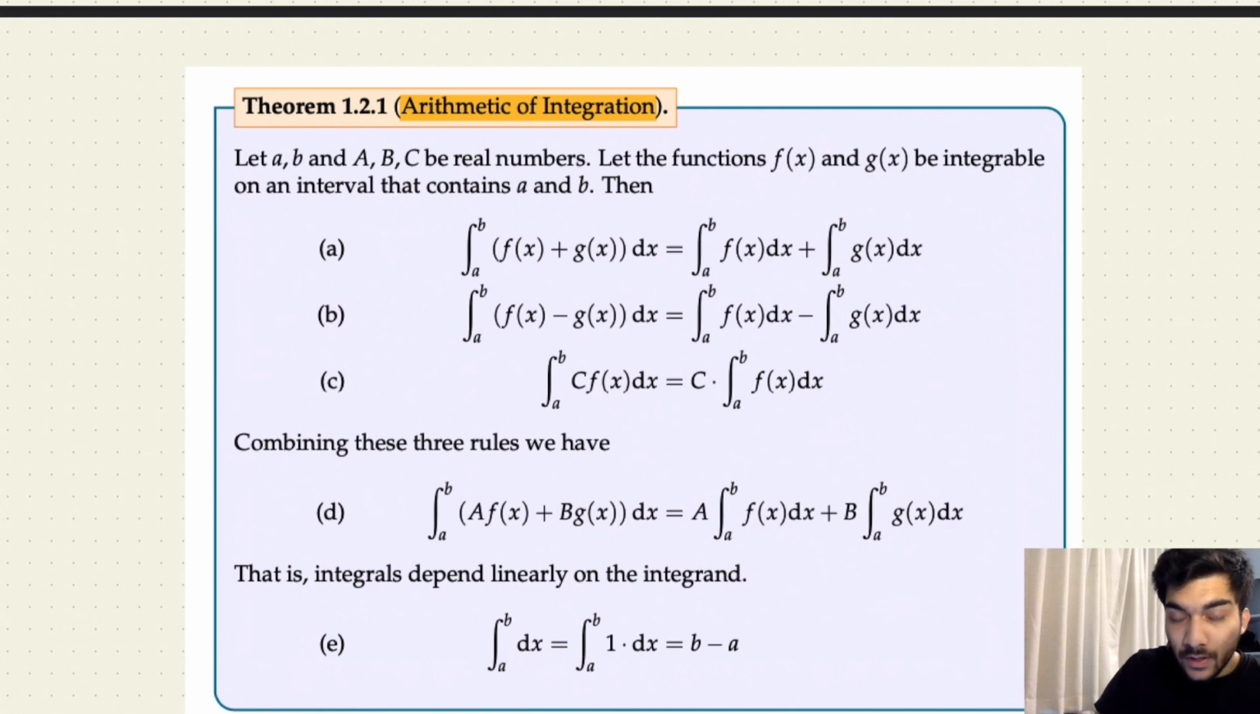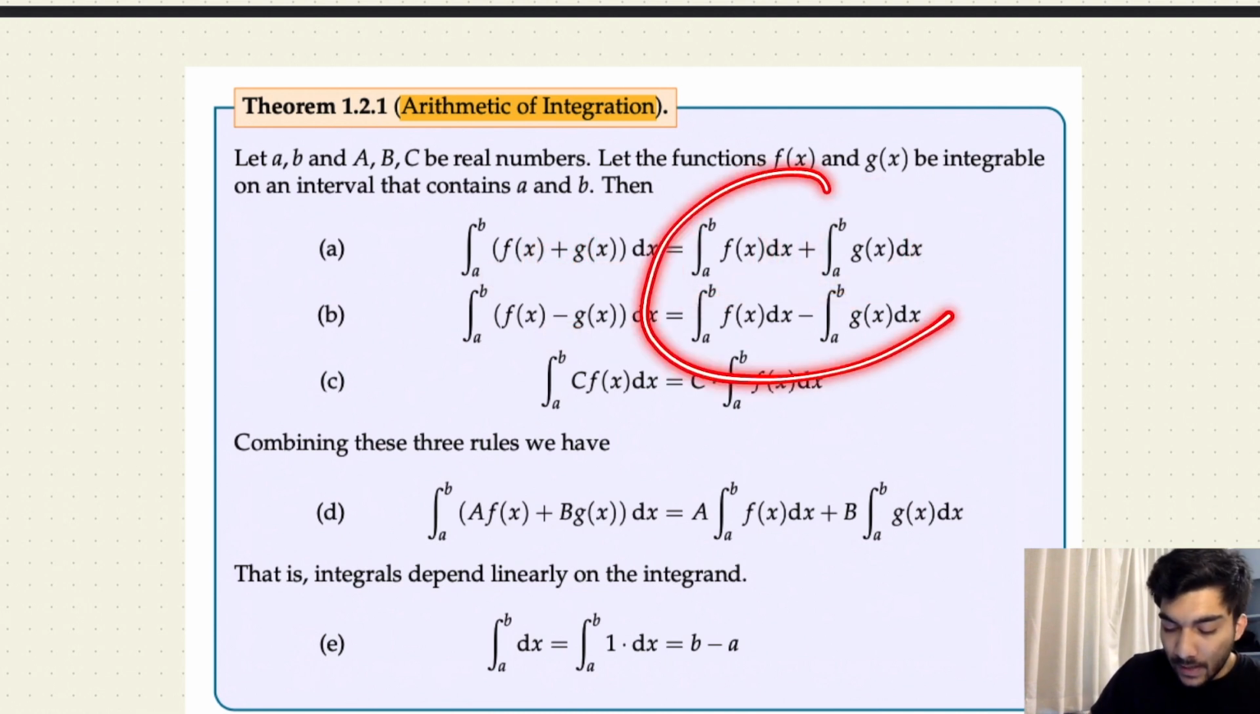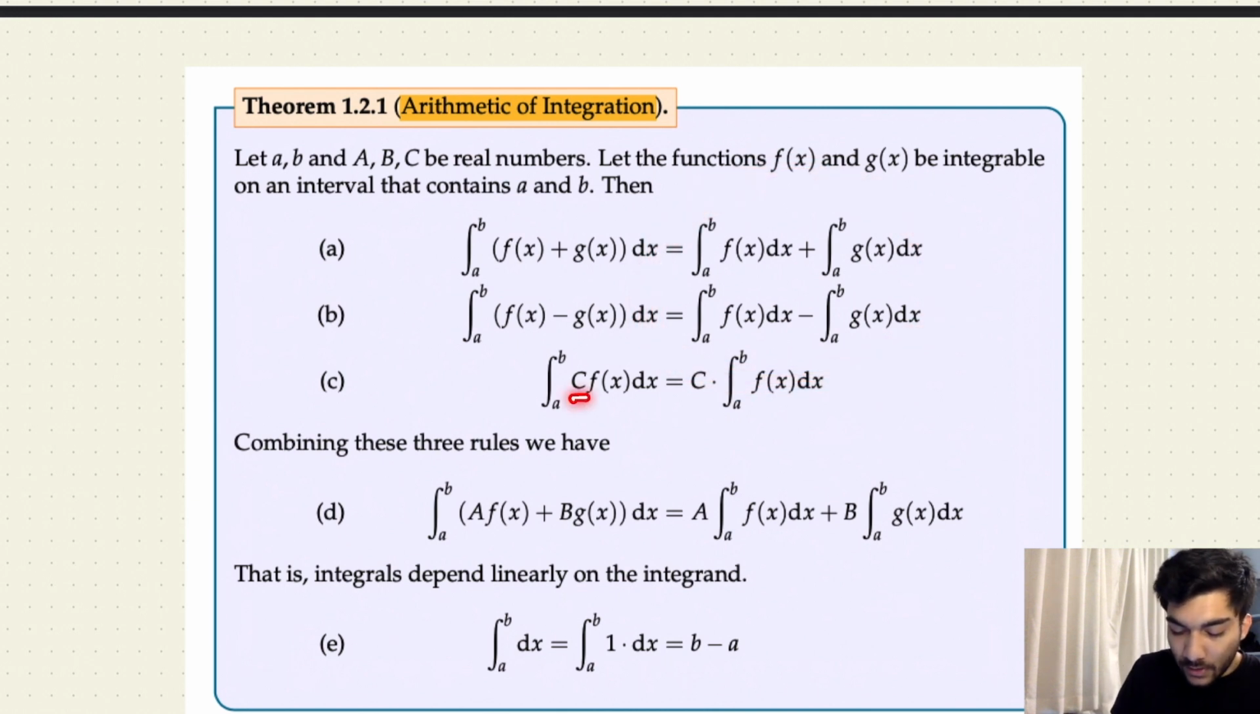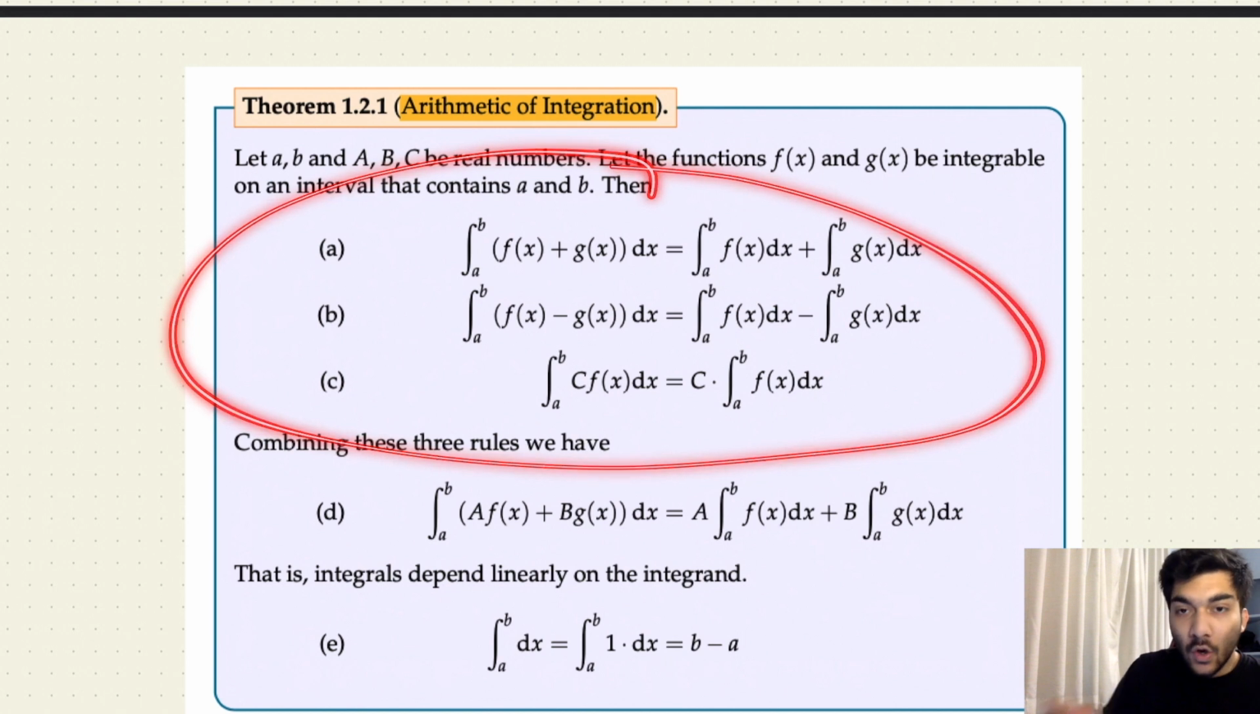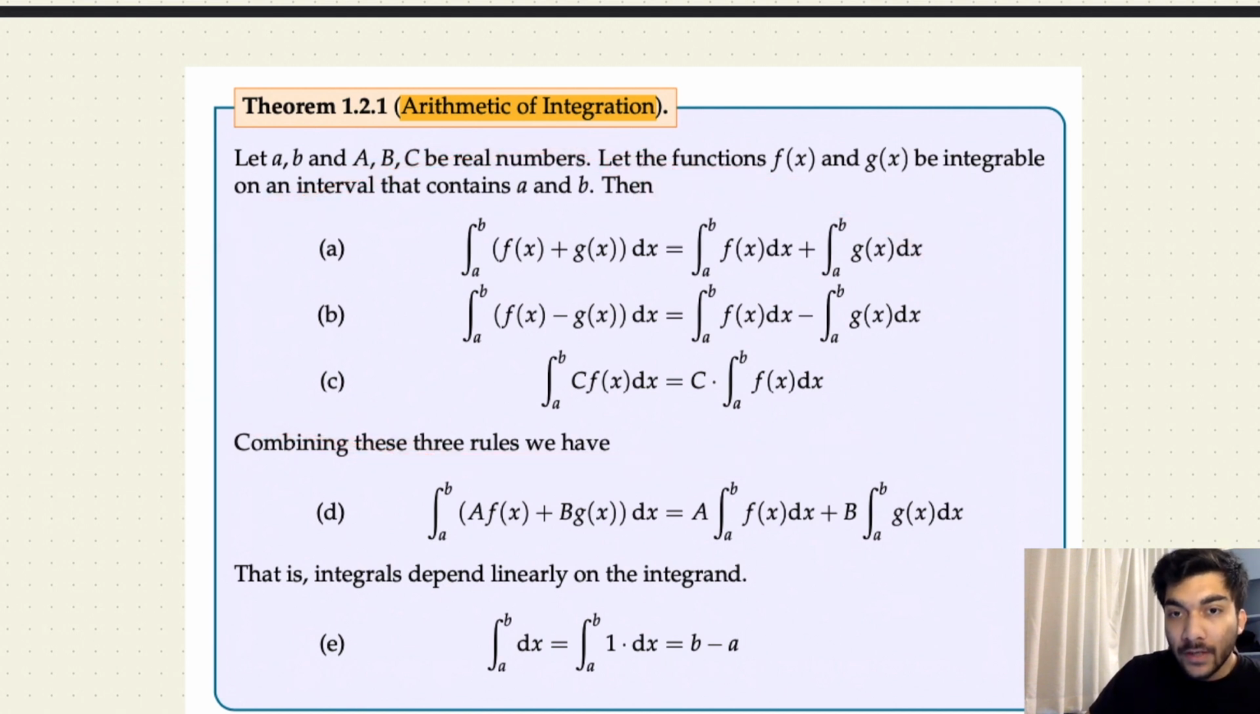Before going over these properties, we'll assume that small a and small b and capital A, B, C are all real numbers and f(x) and g(x) are integrable functions. So if you're taking a definite integral of a sum or a difference of two functions, you can always split those definite integrals, as you see on the right hand side. And if you have a constant attached to a function, you can always take the constant out and solve for the definite integral of the function itself, multiplying the constant at the end of your final answer. So these are the three properties that you can always use in order to simplify your definite integrals and solve for them.